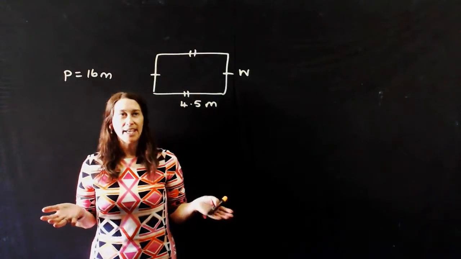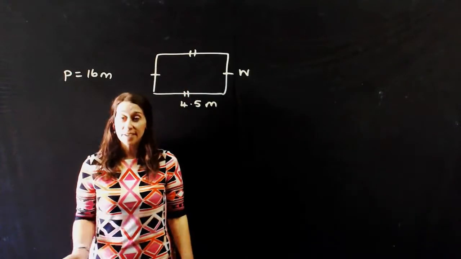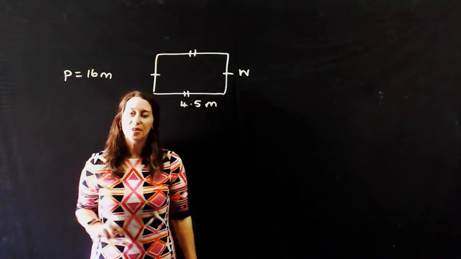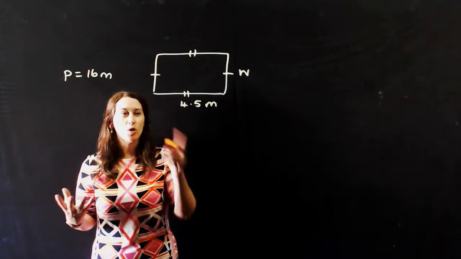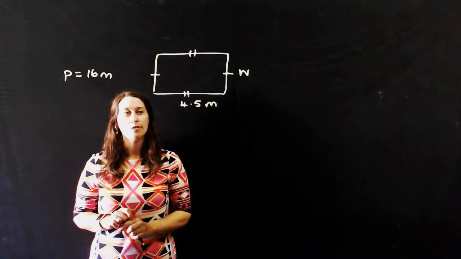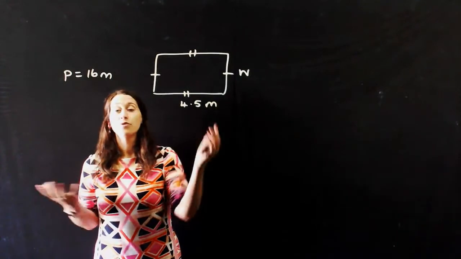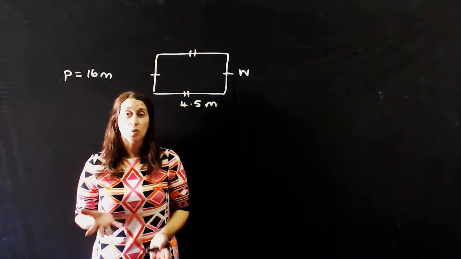So I've got a problem here where there's a rectangle and I've been given the perimeter this time. So the perimeter we've been told is 16 metres all the way around the outside of this shape. We've been told the length of the rectangle is 4.5 metres and the width is unknown. So we need to find out what the width is.